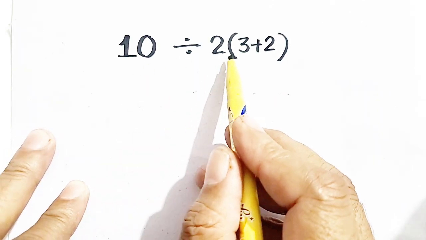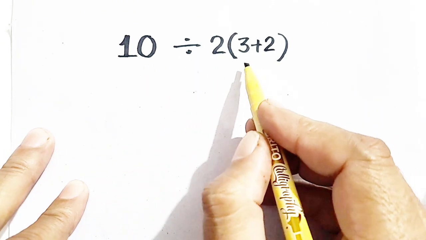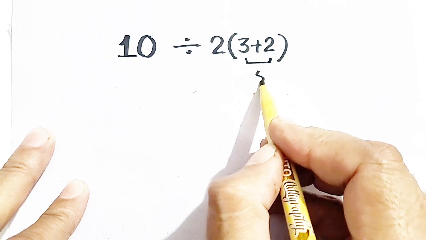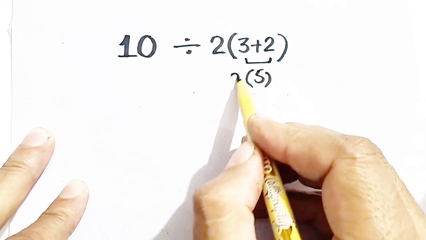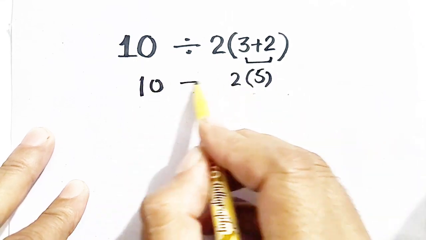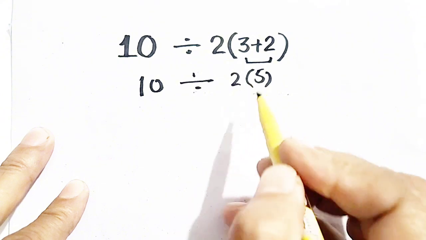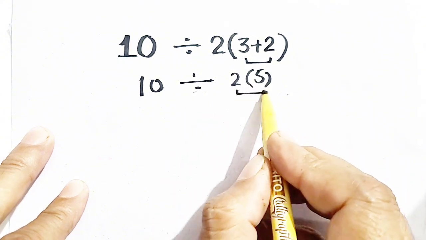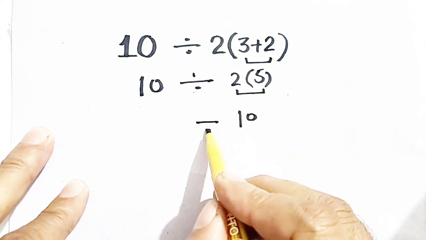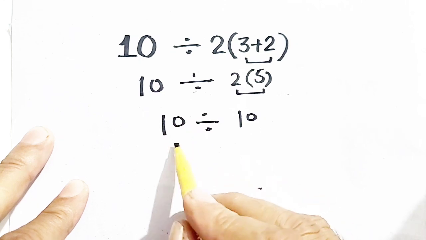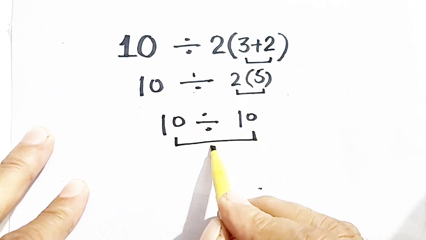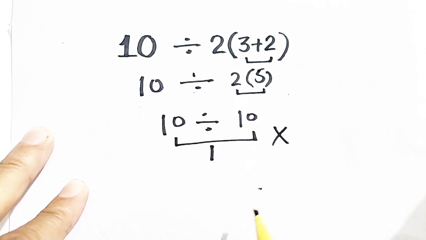10 divided by 2 times 3 plus 2. 3 plus 2 is 5. And 10 divided by 2 times 5. 2 times 5 is 10. And here is already 10. 10 divided by 10 will be equal to 1, which is wrong.